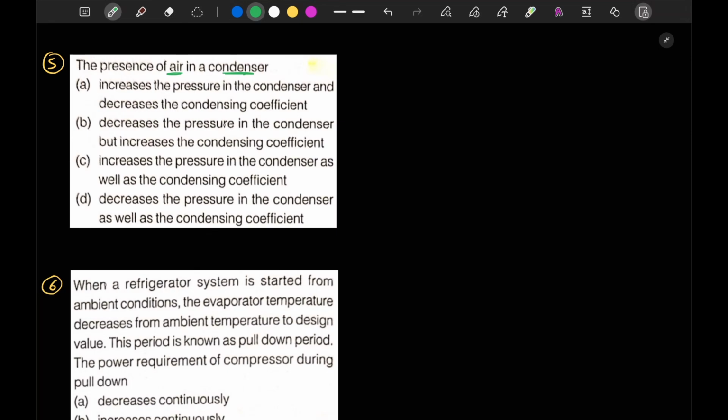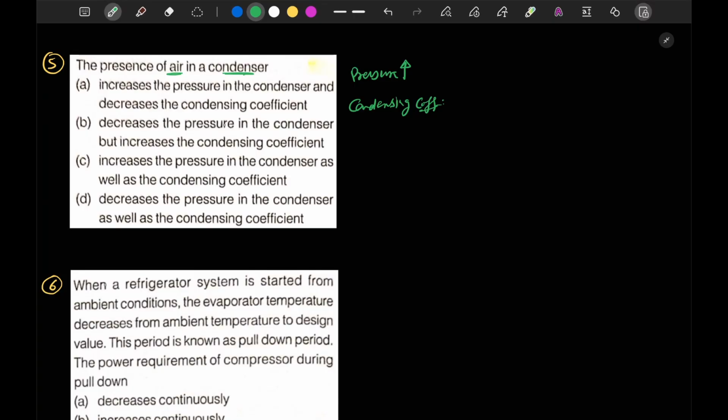If I talk about pressure, the pressure will increase because air has a high specific volume, so the pressure will be more. Now if we talk about the condensing coefficient, you can think of it as how efficient the condensing is.